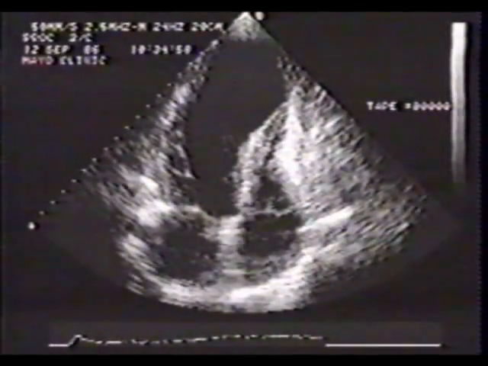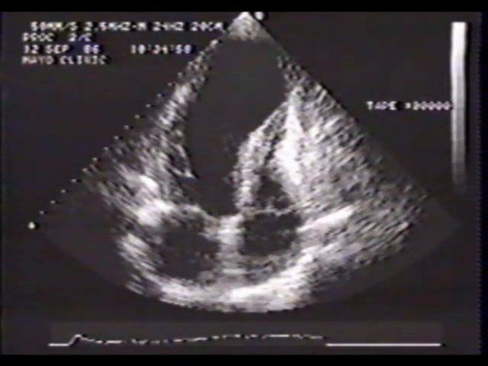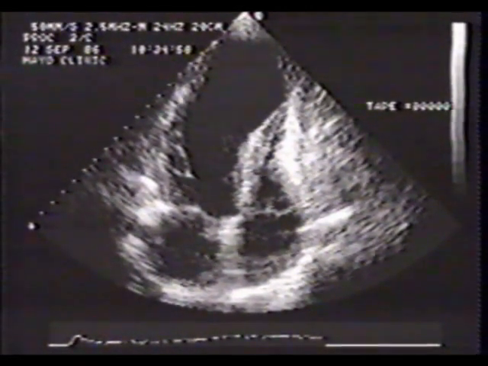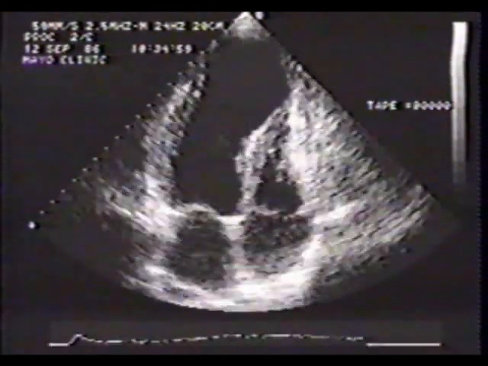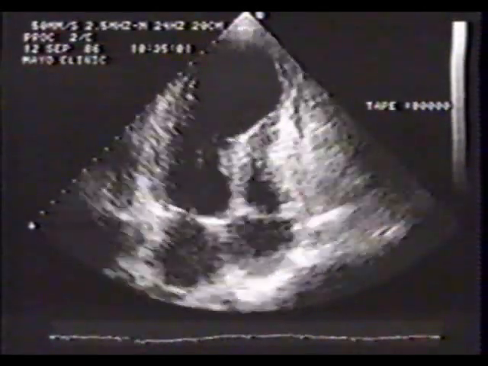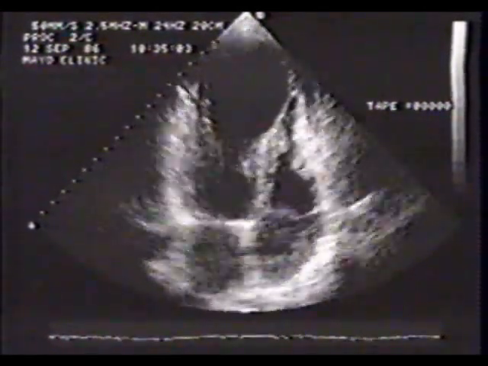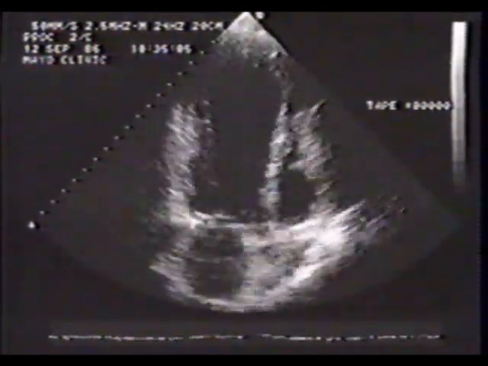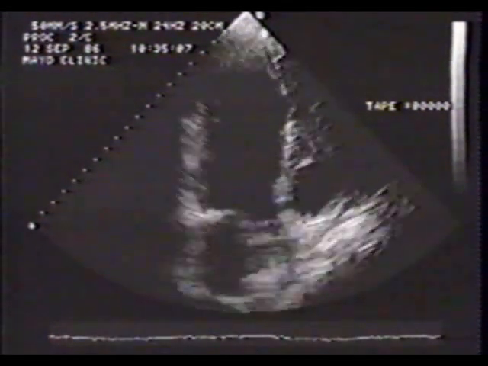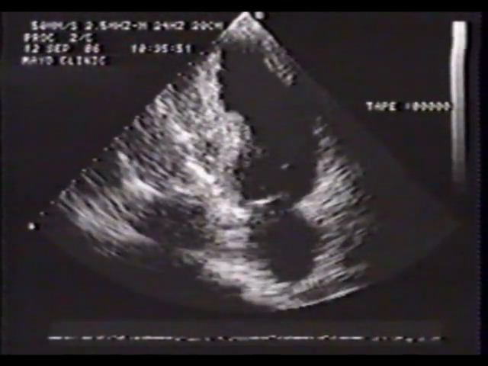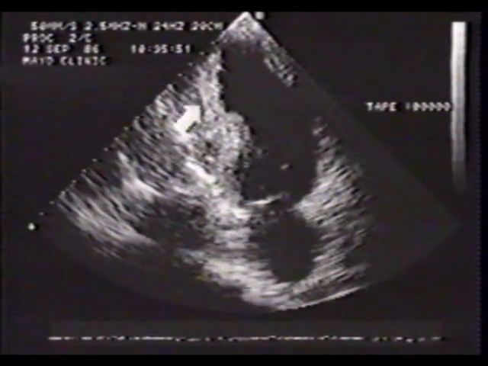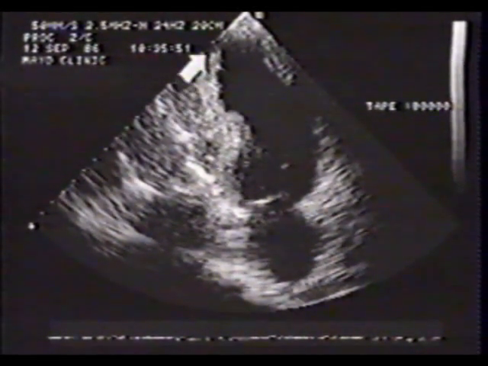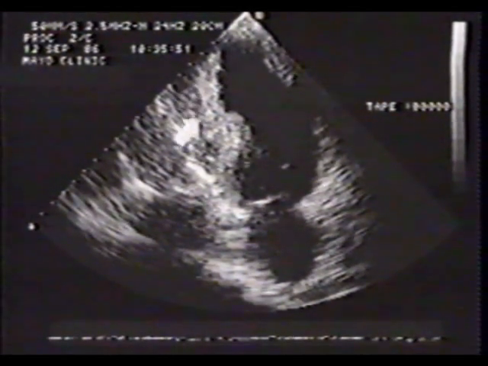This patient was transferred to us 1 month after an acute infarct because of continued chest pain with dyspnea. An apical aneurysm has formed. On this apical two-chamber view, there is a large mass of echoes adjacent to the inferior wall and apex. The texture is consistent with thrombus.